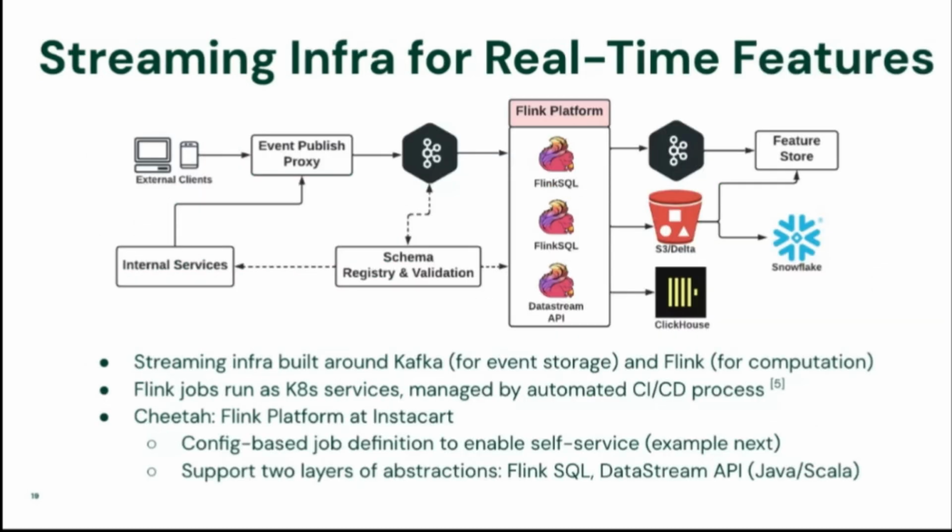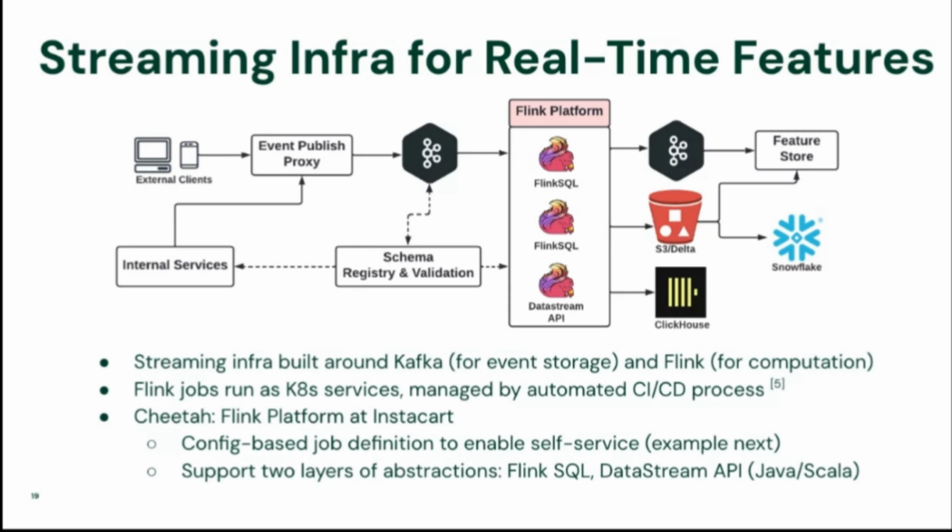And as I mentioned, this slide describes the high-level architecture of the streaming infrastructure. You can think that, as mentioned in a blog post, it's basically built around Kafka for centralized event storage and Flink for computation. And of course, it also has the event proxy at the beginning that ingests events from both external clients and the internal services to Kafka. And then after Flink has processed the features, it syncs the processed events into different destinations, such as the data warehouse for general operations, ClickHouse for real-time analytics, and the feature store for ML use cases.